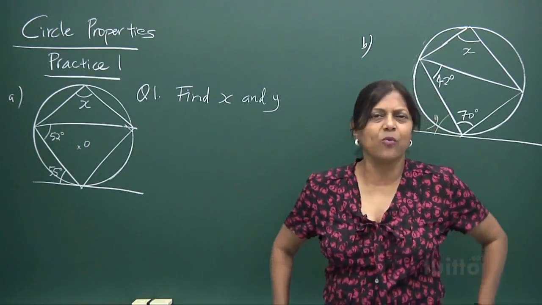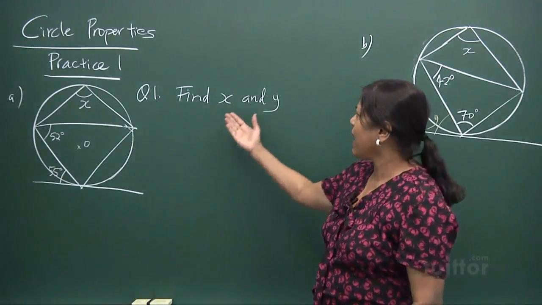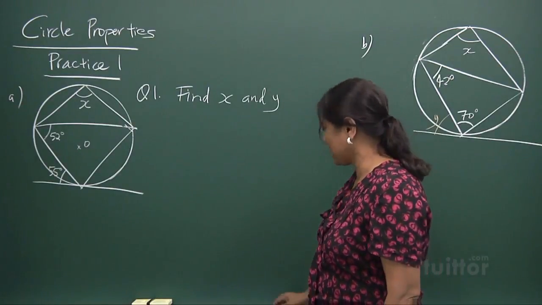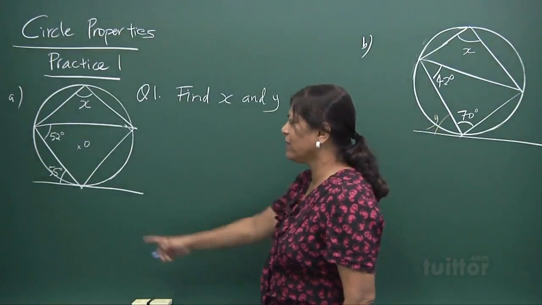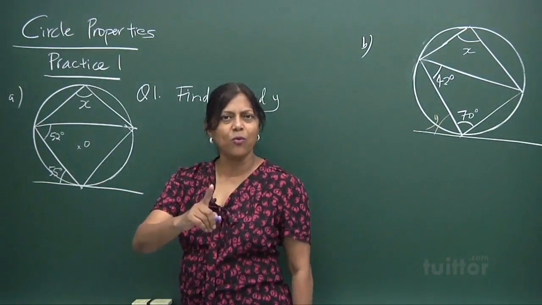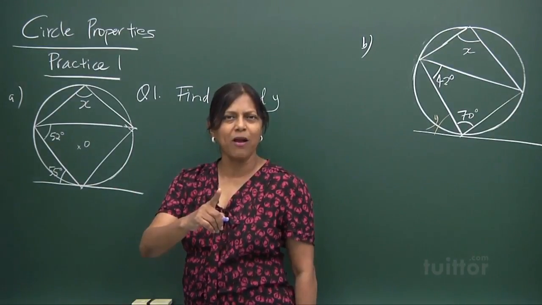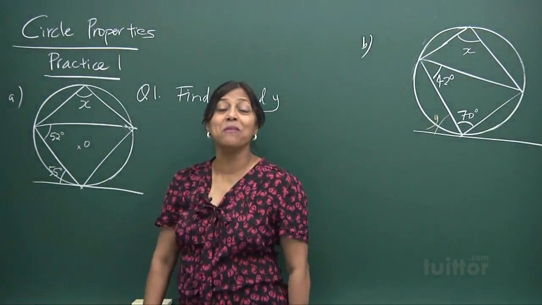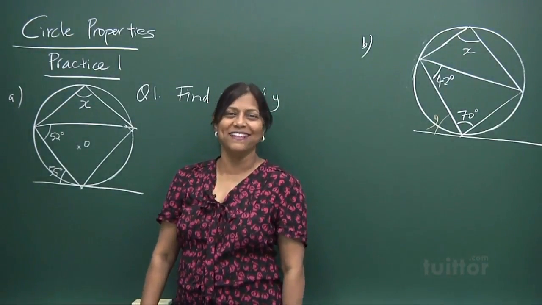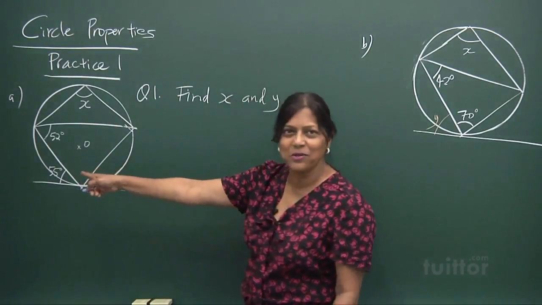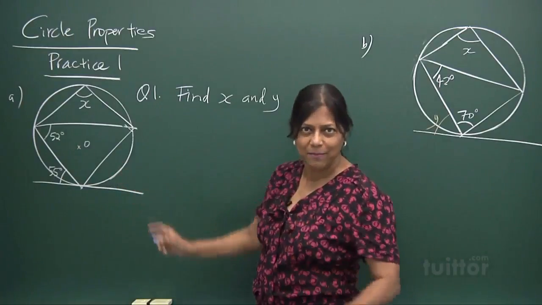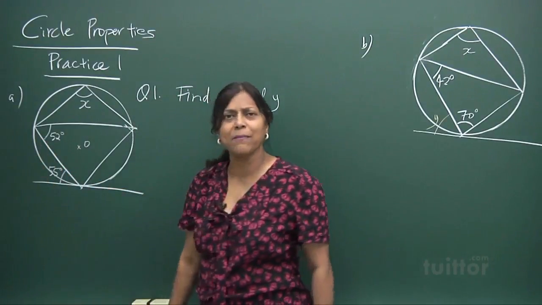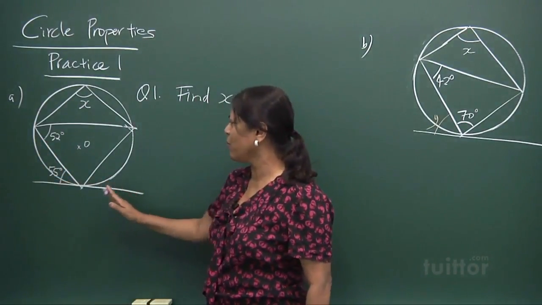Let's look at the first sum. In question 1, you're required to find x and y from the given figure. Look at it carefully. I also forgot one more property: remember alternate segment. Count along with me and see what I have left out. When you look at this, what do you see? Alternate segment, this angle 52. Alternate segment is when a tangent meets a chord.